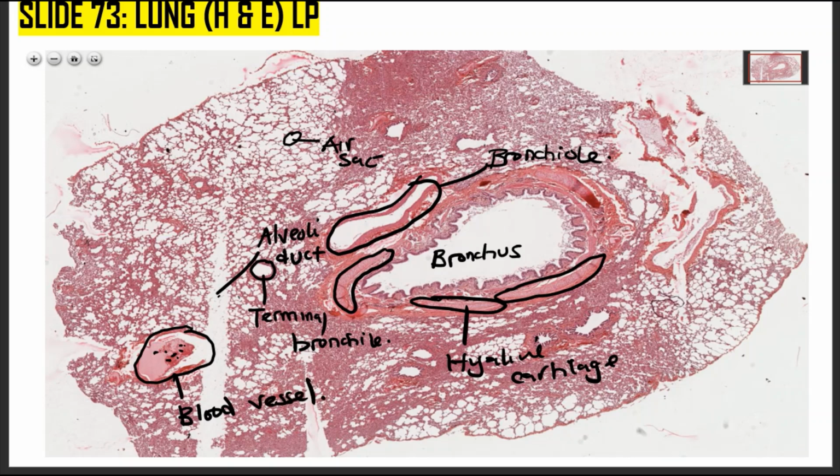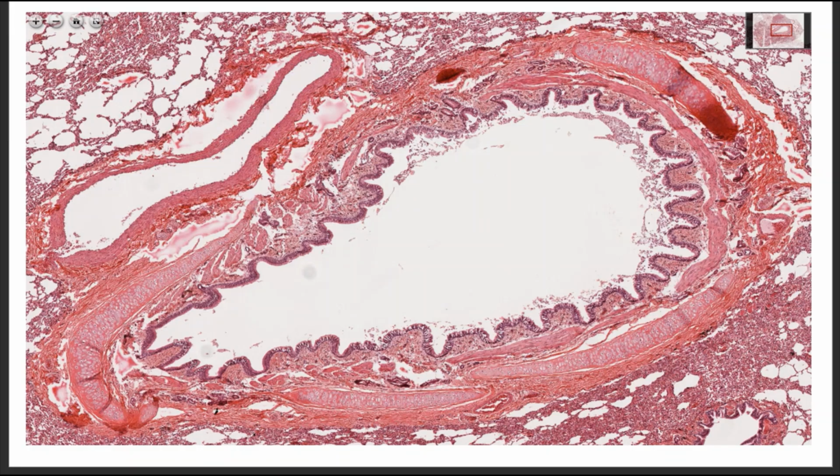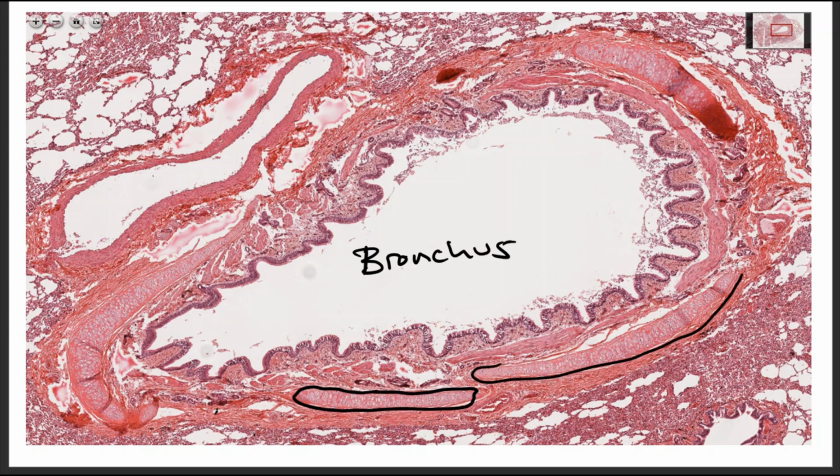Now, let's look at these individual parts at high powers and examine them very closely. So this is the bronchus. How do you know that this is the bronchus? Because it has hyaline cartilage. This is hyaline cartilage here. You know that cartilage is simply a specialized connective tissue.